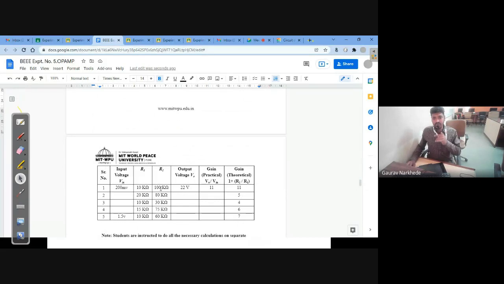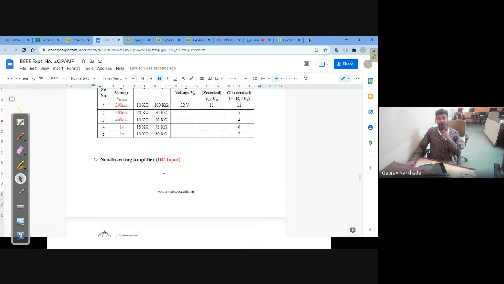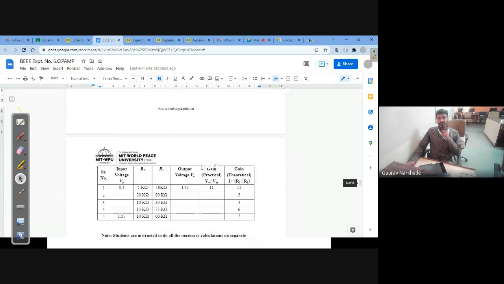So, sorry, this is minus 10, this is 10, and this was 0.4, and how much did it come then? 4.4 volts, right? You have to write the units. Theoretical and practical are matching, is it correct? Yes. So this is inverting amplifier with DC input and non-inverting amplifier with DC input.